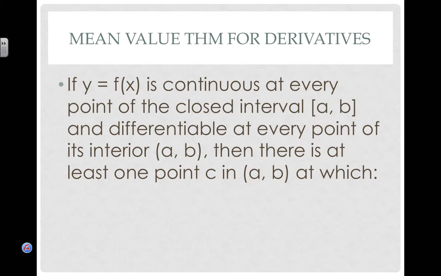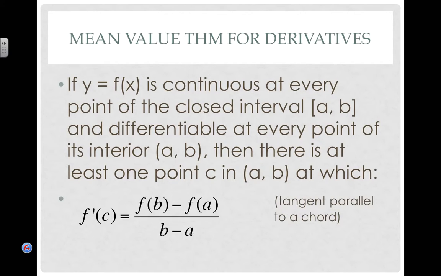And this very wordy theorem, as it always kind of is: if y is equal to f of x is continuous at every point of the closed interval a to b and differentiable at every point, so notice we have that differentiable piece, of its interior, then there is at least one point on this interval at which this statement is true. And this is basically saying, over here on the right, that the tangent is parallel to some chord or some secant line on the function.